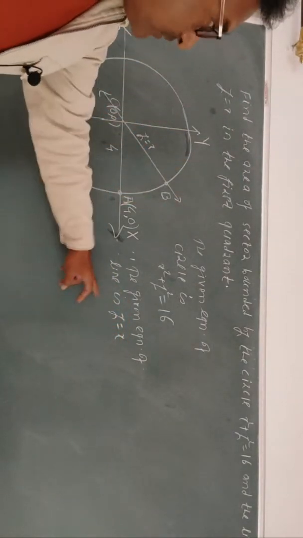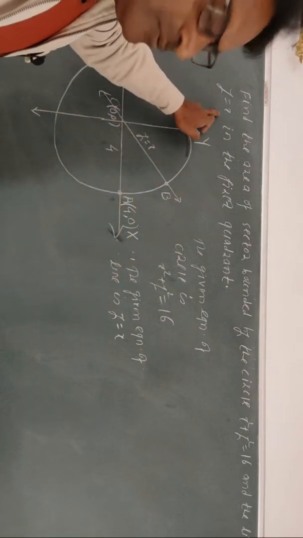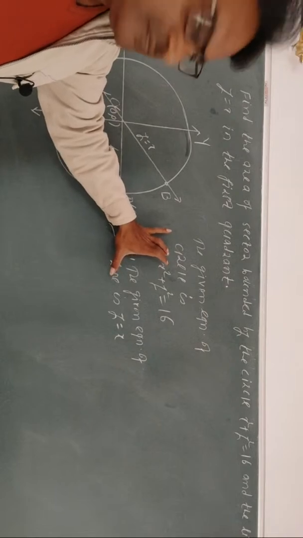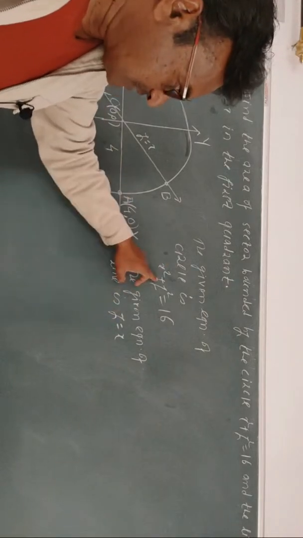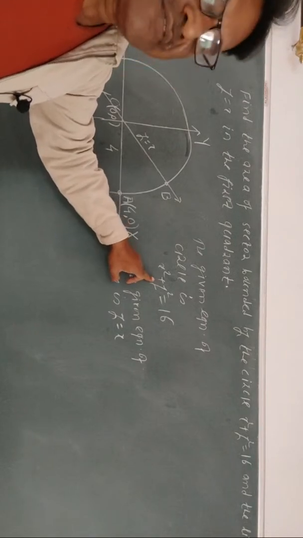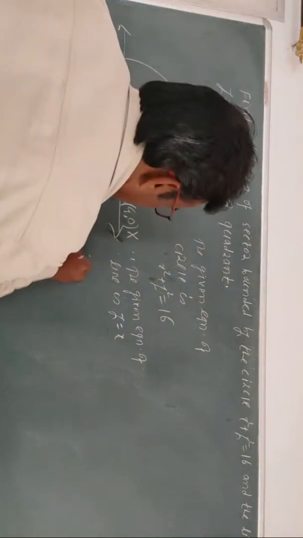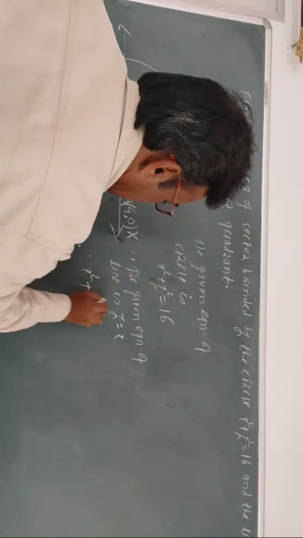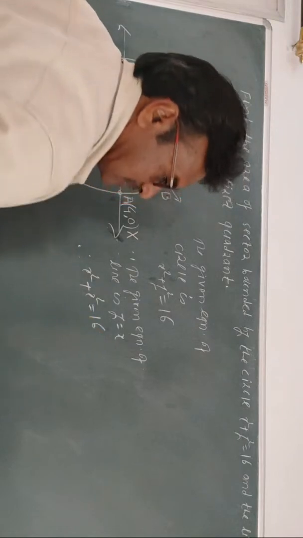This is the given equation of the line, y is equal to x. Then we solve these two equations for x and y. So we put y is equal to x in the equation of the circle. We get x square plus, putting y equal to x, x square, equal to 16 as it is.